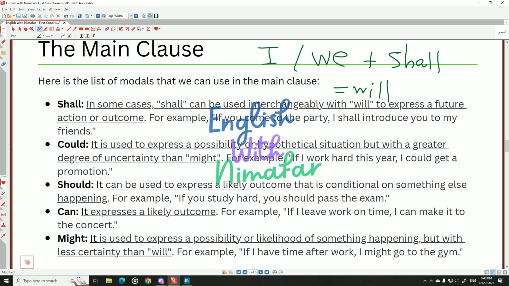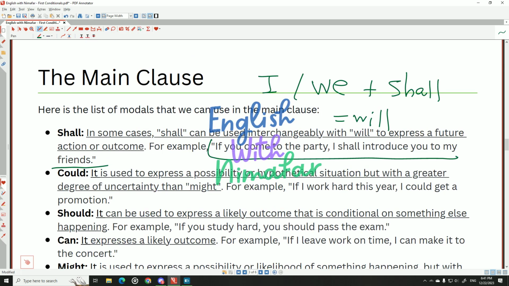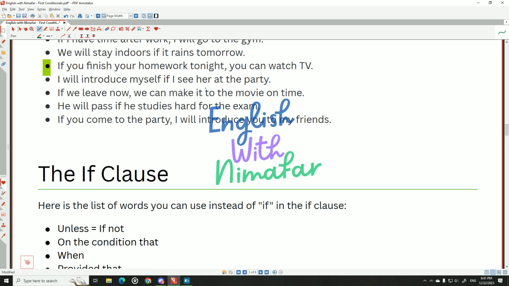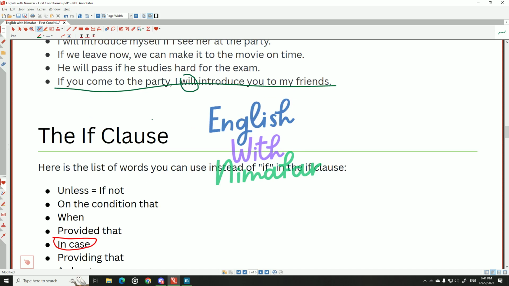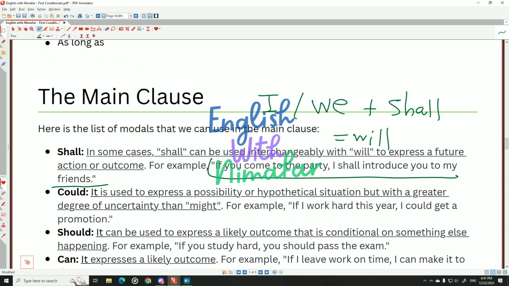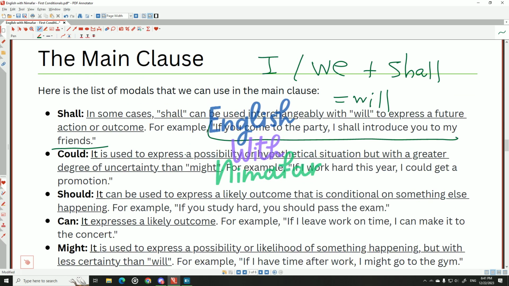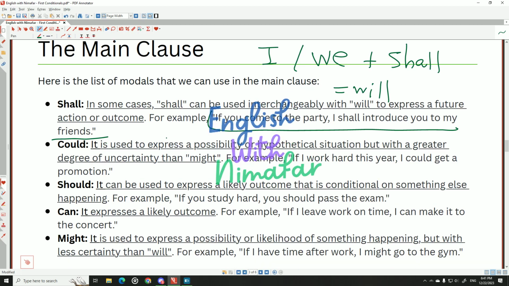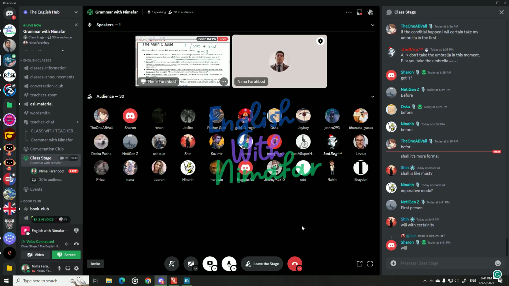If you come to the party, look at this sentence. We had this: if you come to the party, I shall introduce you to my friends. Look at this part. If you come to the party, I will. We have will here. I will introduce you. I shall introduce you. So it has the same meaning. It's more polite. It's more formal. And it's Old English sometimes. Yes, technically Old English. Shall, it's more formal.